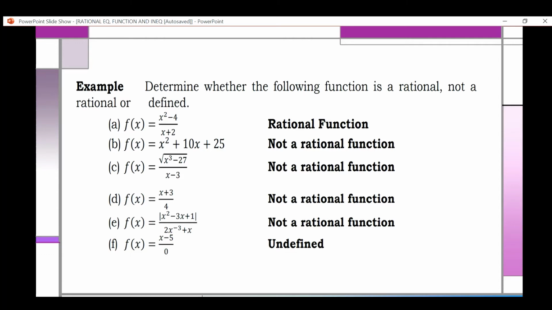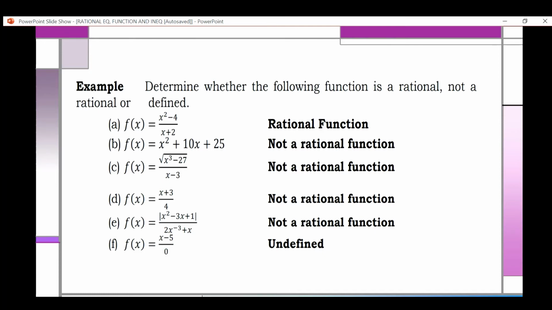Okay, so for example, determine whether the following function is a rational, not a rational, or undefined. So, in letter A, we have f of x equals x squared minus 4 over x plus 2. So this one represents a rational function because the numerator x squared minus 4 is a polynomial function and x plus 2 is also a polynomial function. Okay, so letter B, we have f of x equals x squared plus 10x plus 25. So this one is not a rational function. It is just a polynomial function.